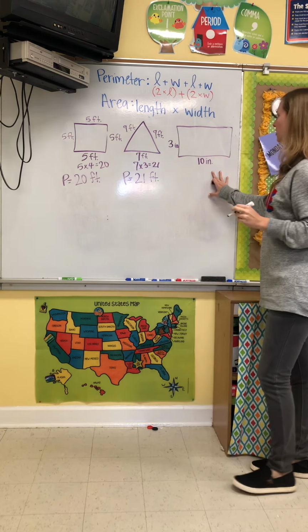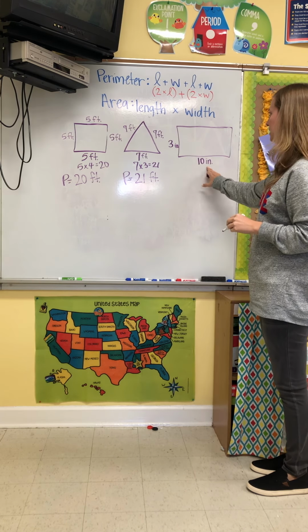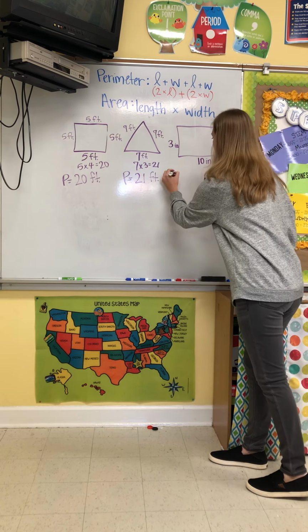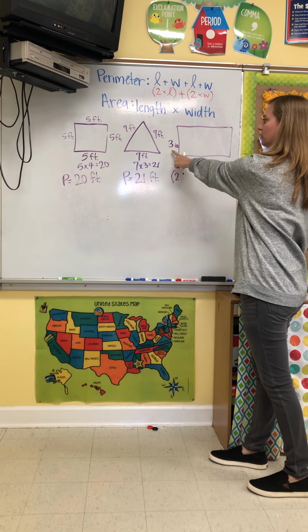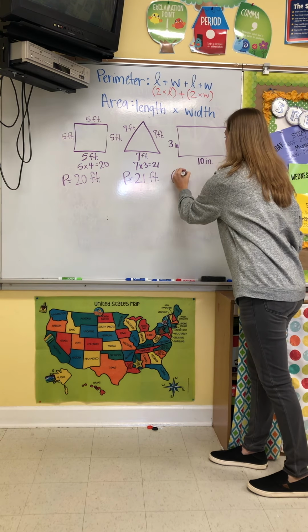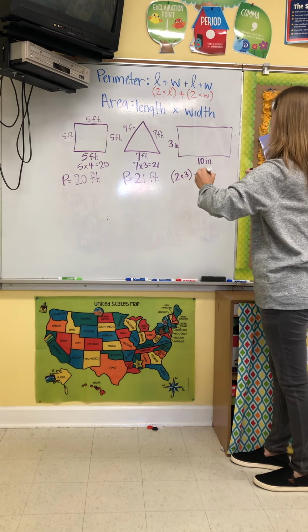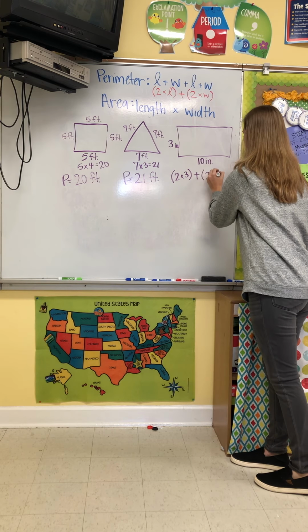All right, and so now let's go on to our perimeter of our rectangle. Remember, it's a little bit different. We're going to use our formula up here. And so let's go ahead and do that, plug it in. So my length of this rectangle is 3. So we're going to do 2 times 3. Don't forget your plus sign. And then our width is 10. So we're going to do 2 times 10.